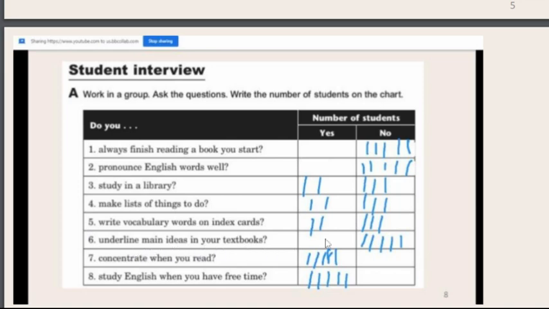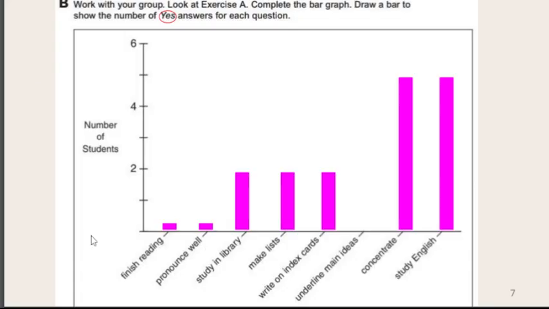Number 6, do you underline main ideas in your textbooks? 0 said yes. 5 said no. And then number 7, do you concentrate when you read? 5 said yes. 0 said no. And 8, do you study English when you have free time? 5 said yes. And 0 said no.